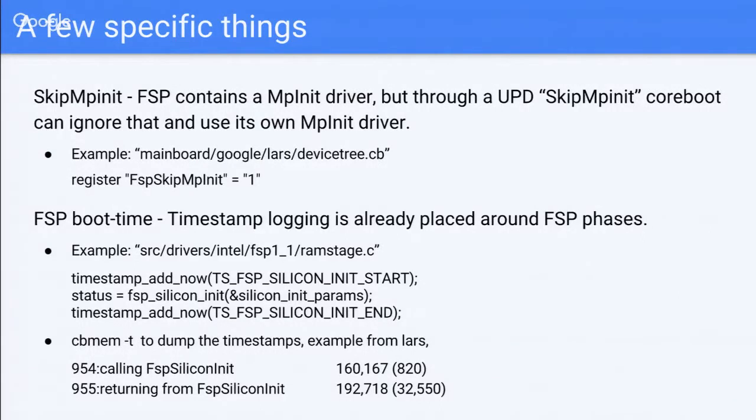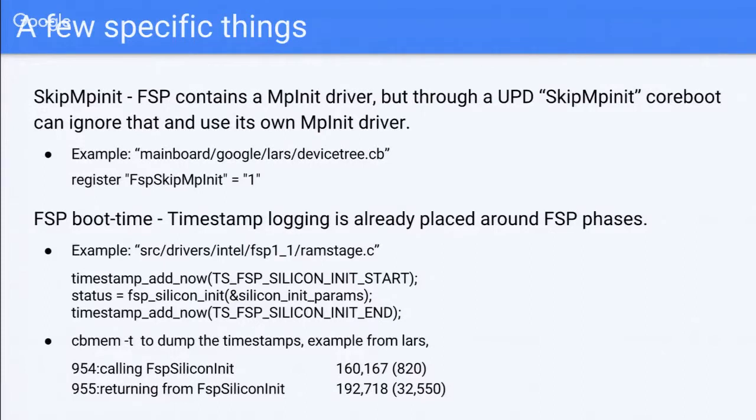Skip MPNI, I think we talked a little bit about that yesterday from Gary's presentation. So FSP contains a native MPNI driver and then services and protocols. But it also provides a UPD called skip MPNI. So coreboot will utilize that to basically bypass the MPNI driver from FSP and use coreboot's own MPNI driver. The place to set that is, of course, in the device tree, and you register that configuration to 1.